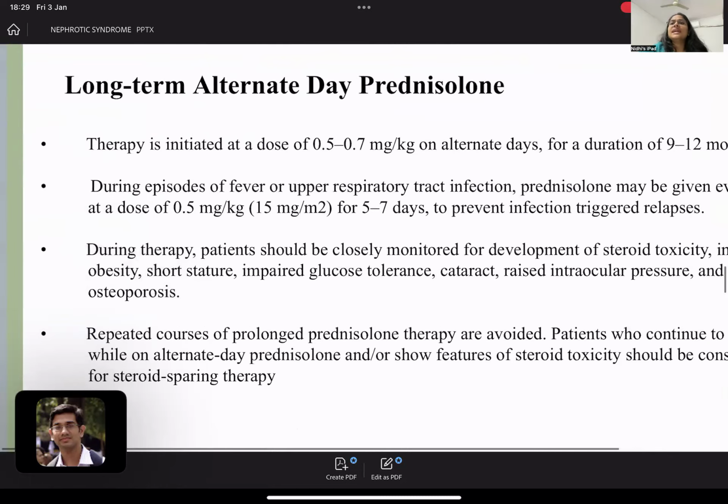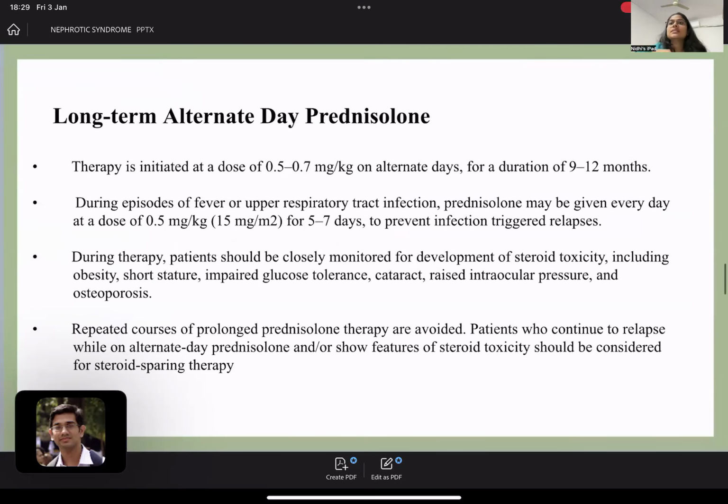Now, what is LTAD? LTAD is therapy initiated at a dose of 0.5. So see how much of a difference there is in the doses. LTAD is a very low dose steroid, 0.5 to 0.7 mg per kg on alternate day. We can give it for a year.